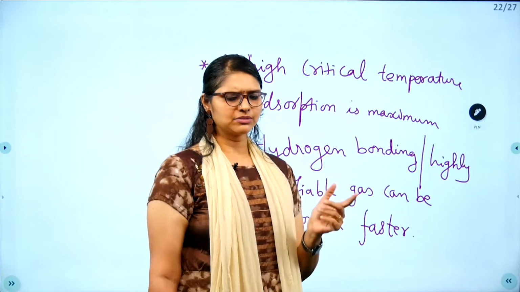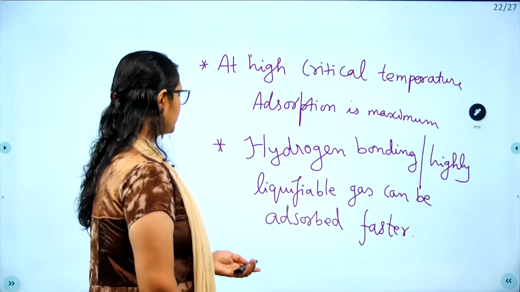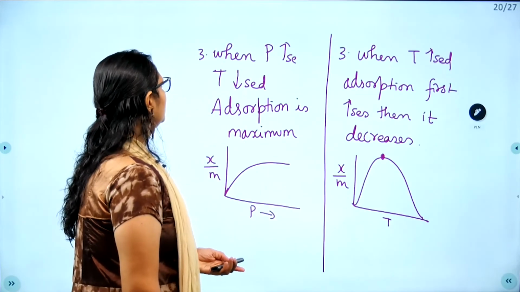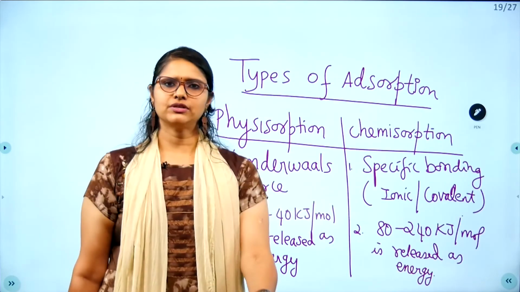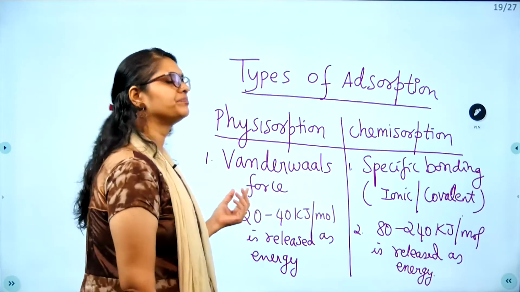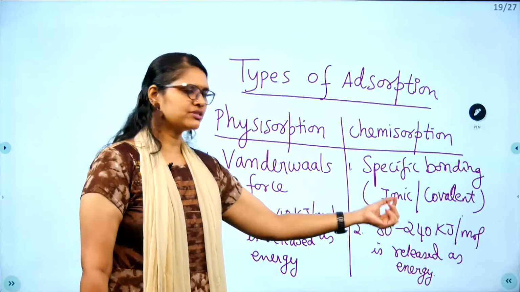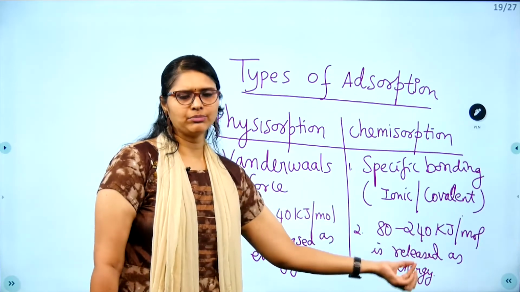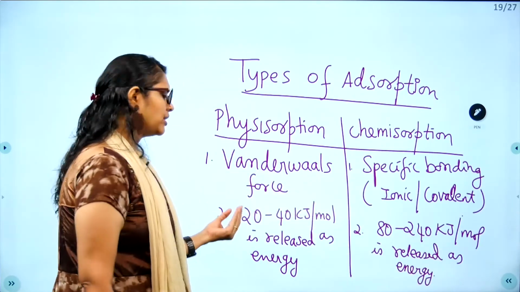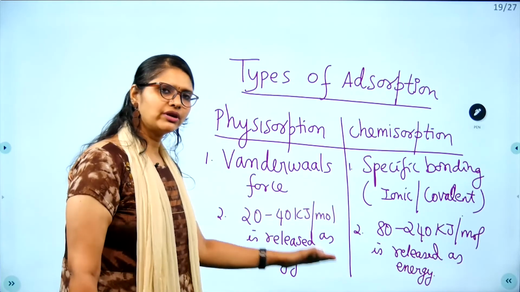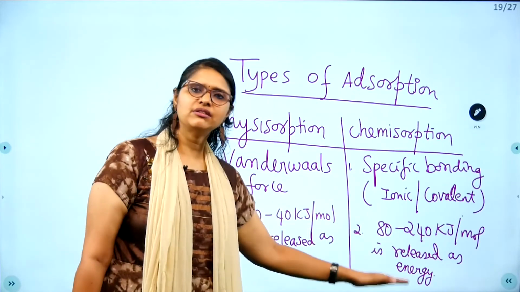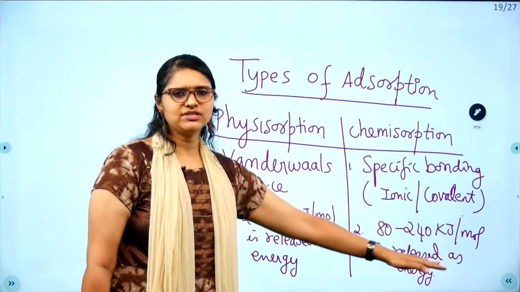Is it okay? A small recap of physisorption and chemisorption. So we saw the types of adsorption, physisorption and chemisorption. In physisorption only weak van der Waals force is involved, whereas in chemisorption specific forces are involved, like ionic bond or covalent bond. How much heat is released? In physisorption, 20 to 40 kilojoules per mole is released. In chemisorption, 80 to 240 kilojoules per mole is released.